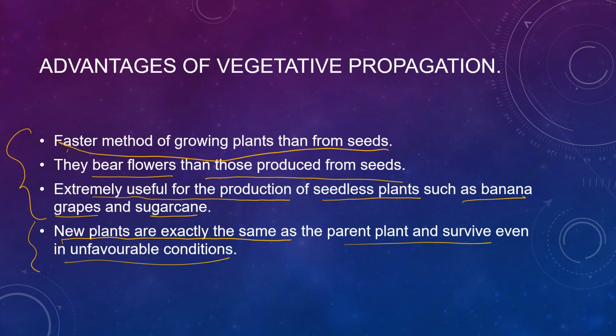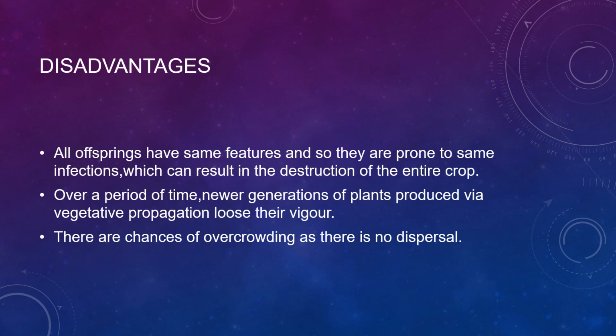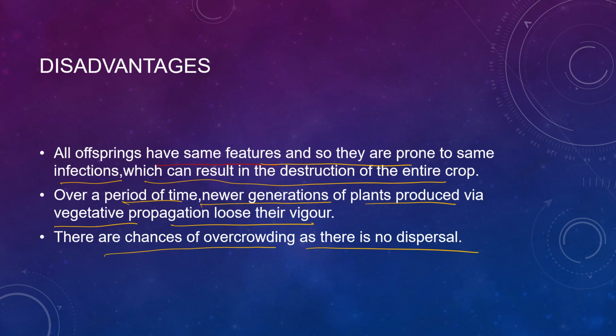So what are the disadvantages? All the offspring have the same features, so they are prone to infections which can result in the destruction of the entire crop. Over a period of time, newer generations of plants produced via vegetative propagation lose their vigor, they lose their strength, and there are chances of overcrowding as there is no dispersal. The plants grow at the same place, so vegetative propagation can cause overcrowding.